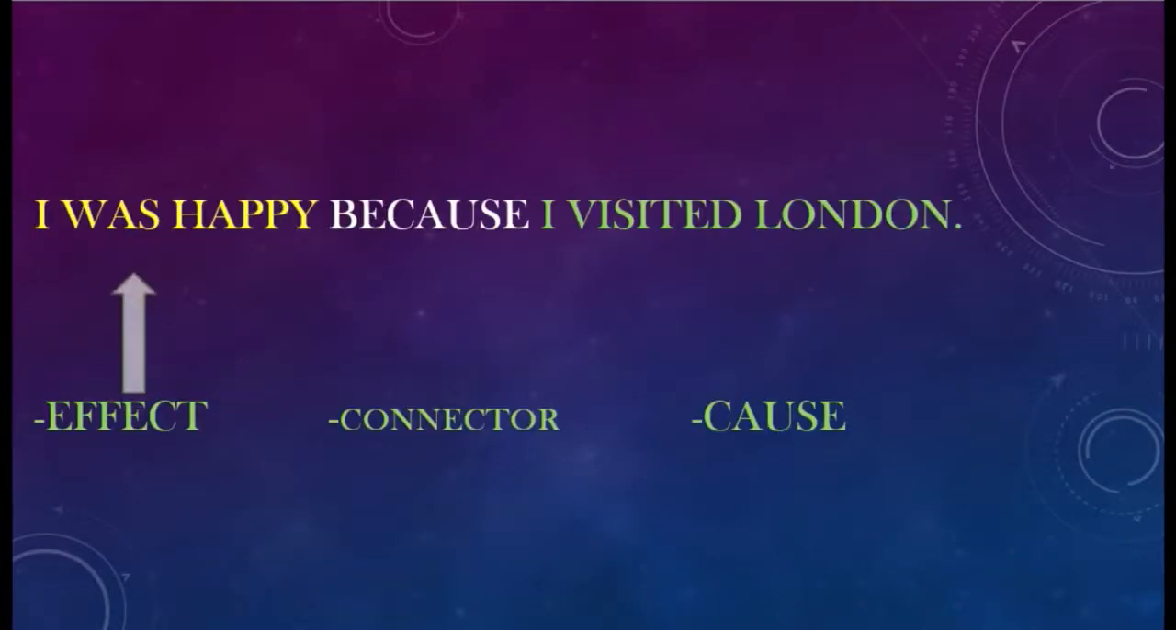Now, this is the example. I was happy because I visited London. We have these three words: effect, connector, and cause. We have the first arrow that indicates I was happy. So in this sentence, I was happy is the effect. Also, we have our connector, which is because. And the cause is I visited London.